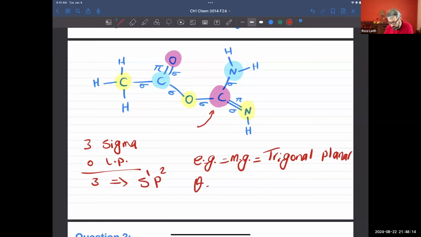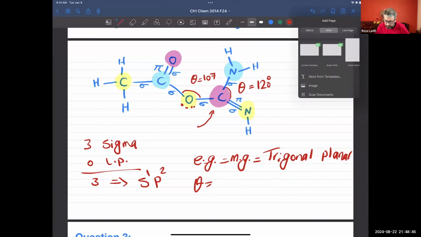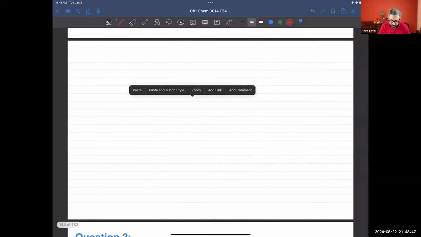And theta, which theta? For example, let's say this theta. That theta is expected to be around 120. And the theta that we had for oxygen, we said is going to be something around 107. Cool. Now let's zoom in on the nitrogen atoms.